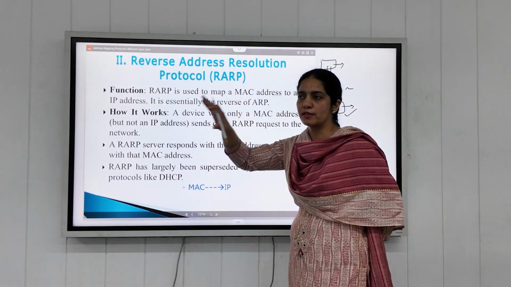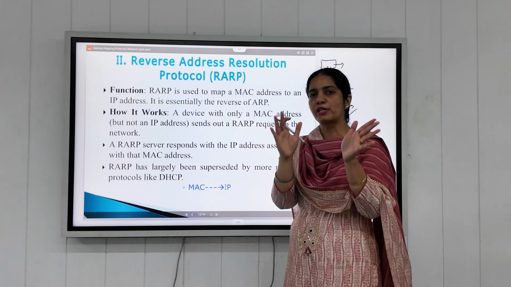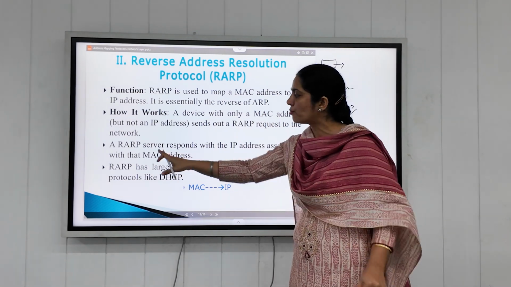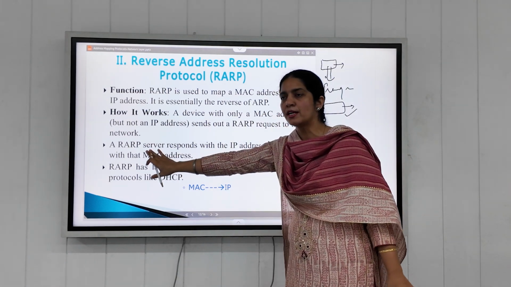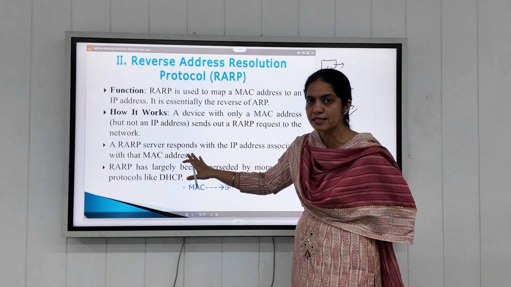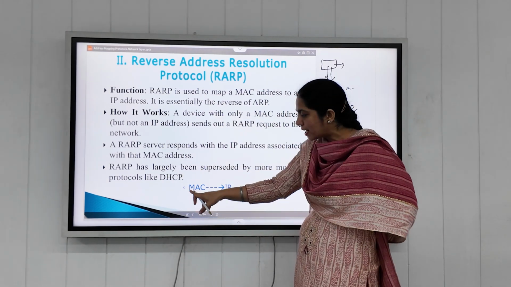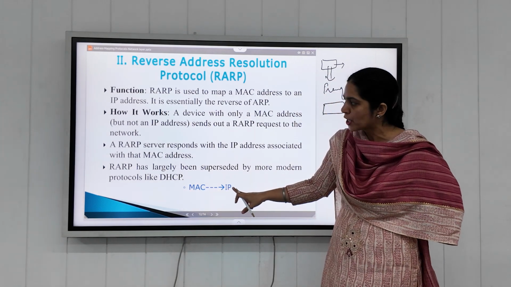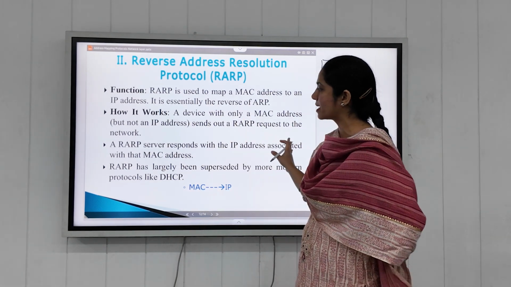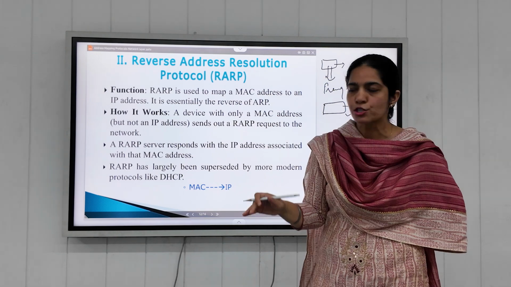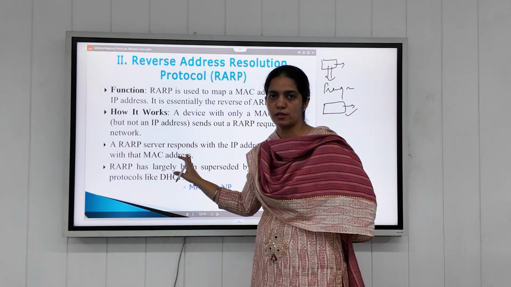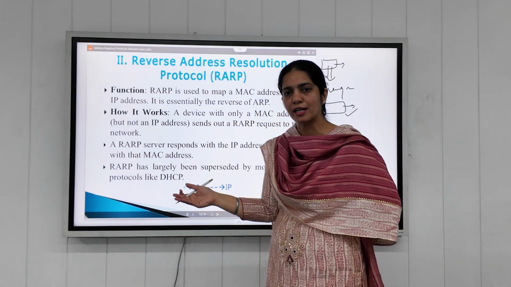The server, being like a router, maintains its table. So it sends its data to this server that yes, I have this IP address and I have its MAC address too. When it finds the MAC address, it returns the IP address. Nowadays this Reverse Address Resolution Protocol has become obsolete, so we cannot use it for modern technology.